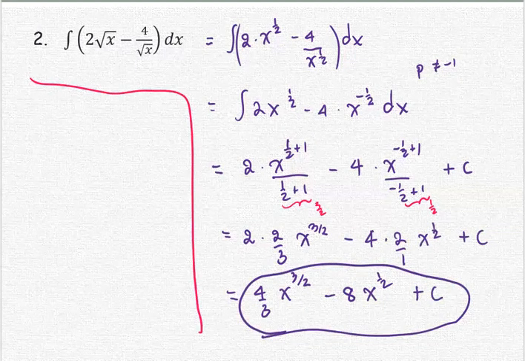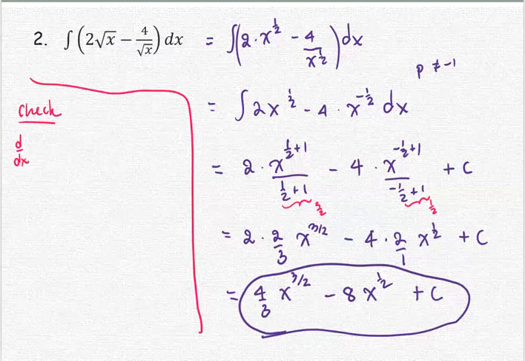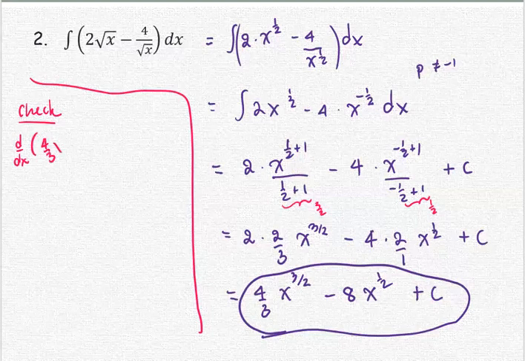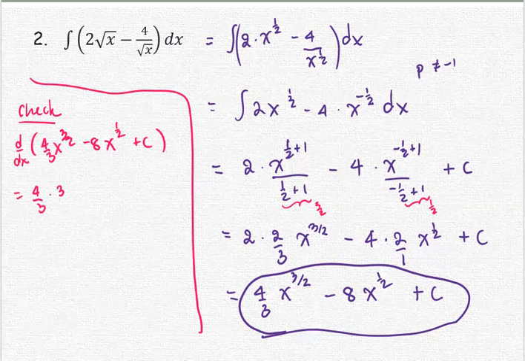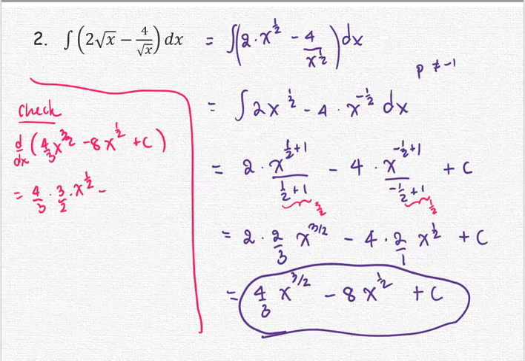And then we can check the answer by finding the derivative of the result to make sure we obtain the same expression as the integrand. The derivative of the first term is 4 over 3 times 3 over 2 times x to the power 1/2. The second term is negative 8 multiplied by 1 over 2 multiplied by x to the power negative 1/2, plus 0.